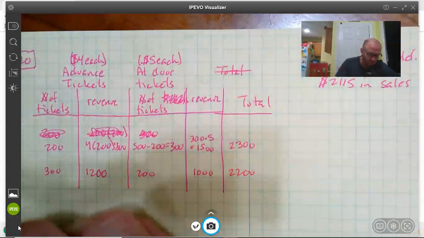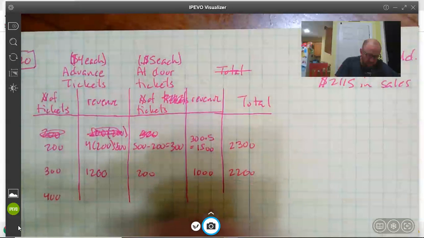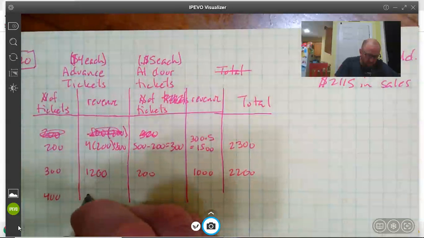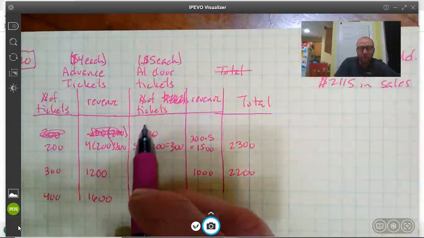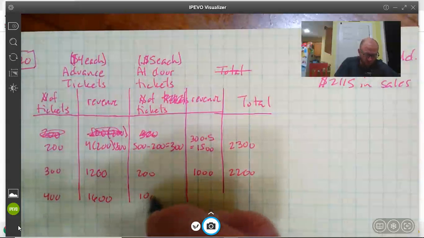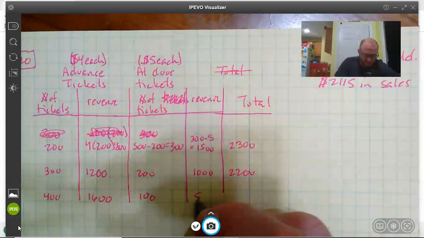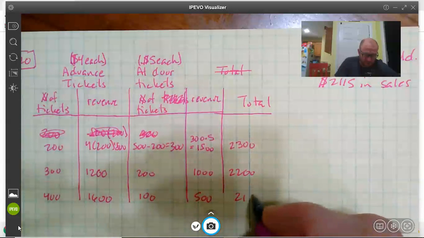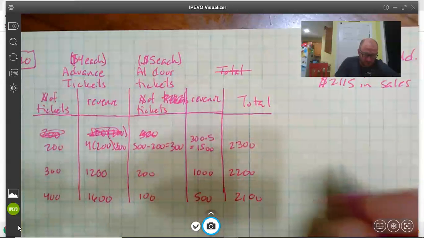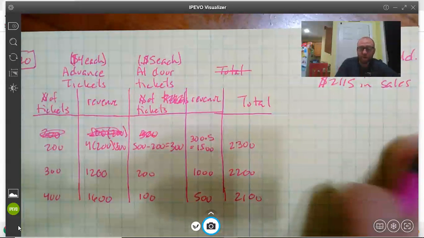Let's try 400. So 400 times 4 each is 1,600. At the door tickets, it'd be the remaining 100 tickets. And our revenue brought in by those would be times 5, or 500. So 1,600 plus 500 is 2,100. Oh, now we're just a little bit under. So here we're a little over, here we're a little under.